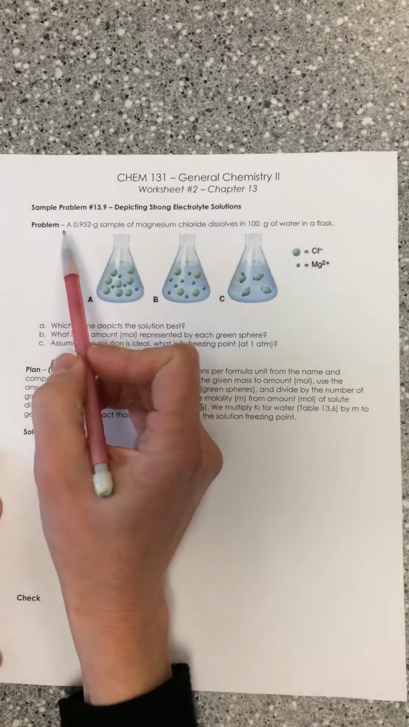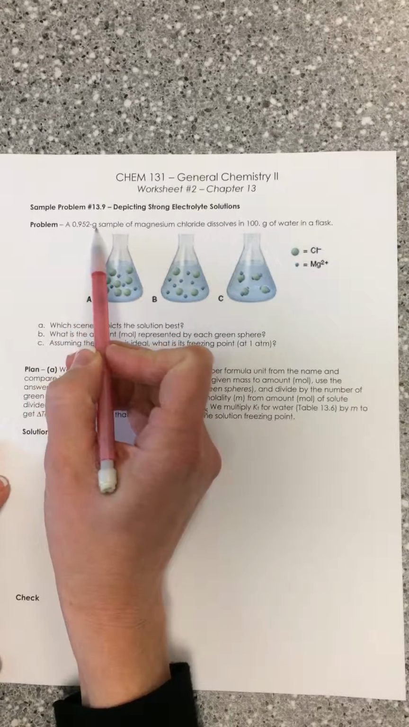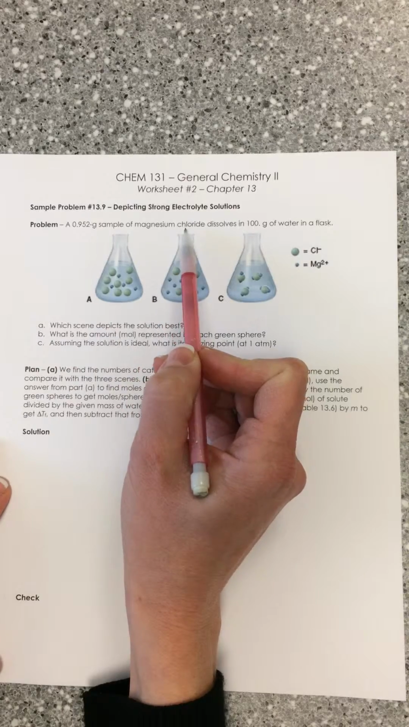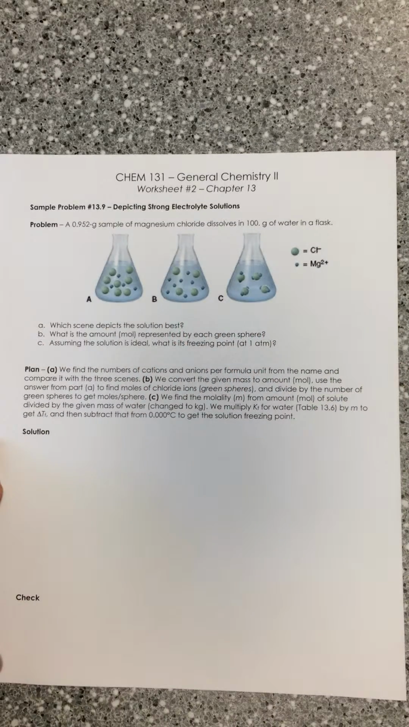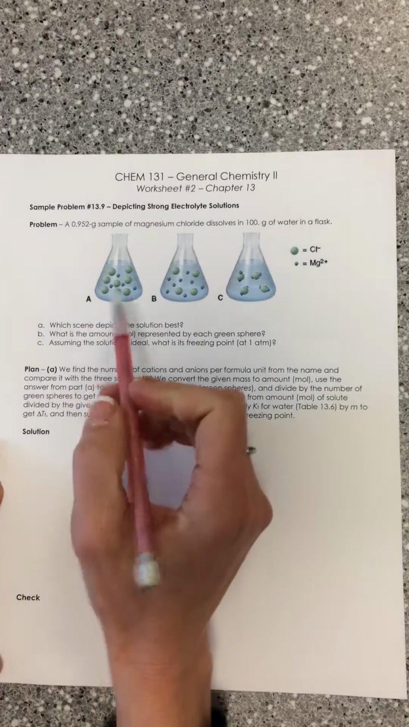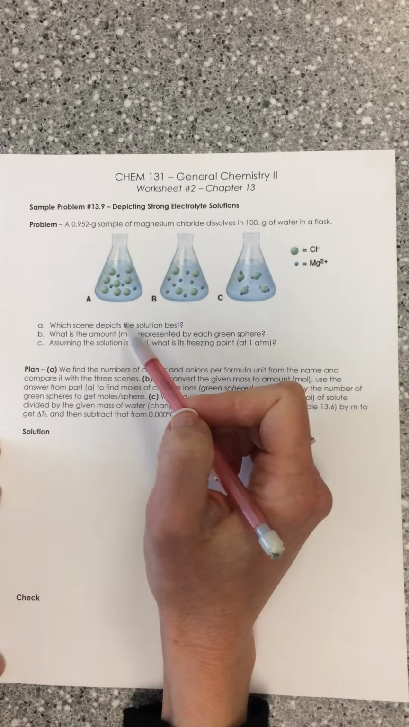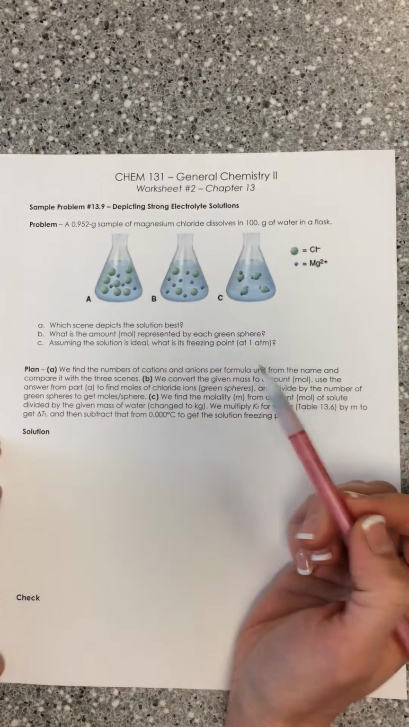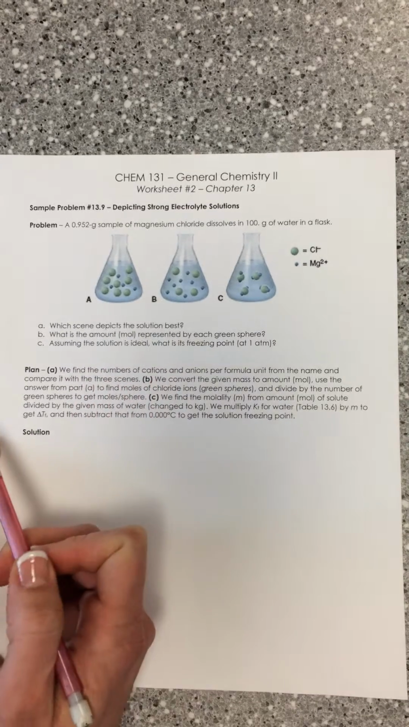Okay, so this problem tells us that we have a 0.952 gram sample of magnesium chloride, and it dissolves in 100 grams of water in a flask. And so the first problem is very qualitative, and it just asks us to think about which of these molecular scenes, and this is what these problems refer to. They say using molecular scenes to answer problems. Which of these scenes depicts the solution best?